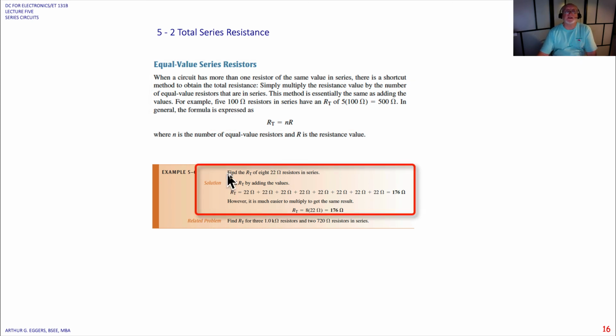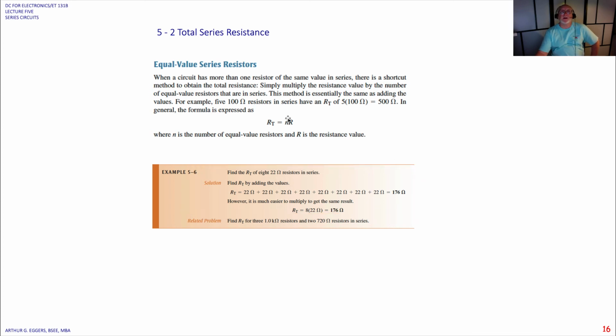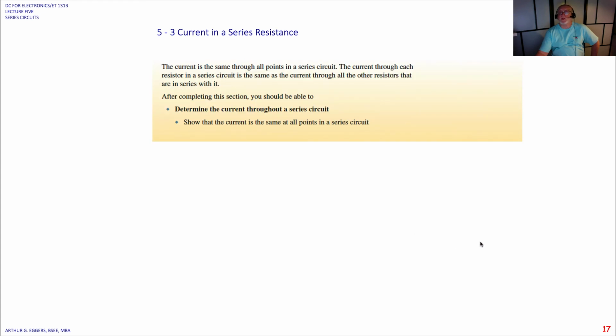In our example here, let's say we want to find the total resistance of 8 22 ohm resistors. We could add 22 and 22 and 22 and 22 and 22 and 22, and run that through your calculator, and you would get 176 ohms. But it's much easier to take 22, multiply it times 8, and I get that same 176 ohms. So resistors in series with equal value very simply become a quick product of the number of resistors times the value. Before we move into current in a series resistance, let's stop here and think about what we just put together, and we will move then into current.